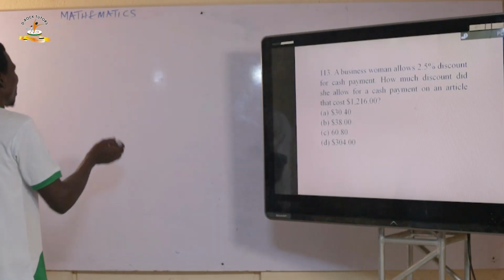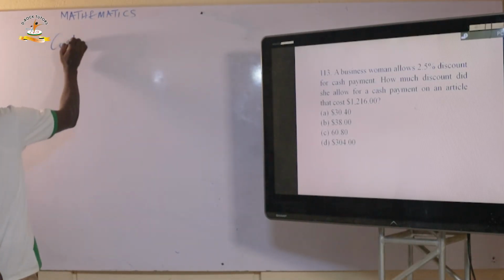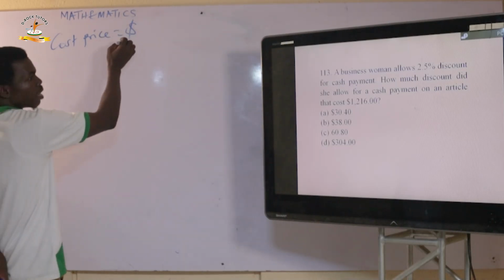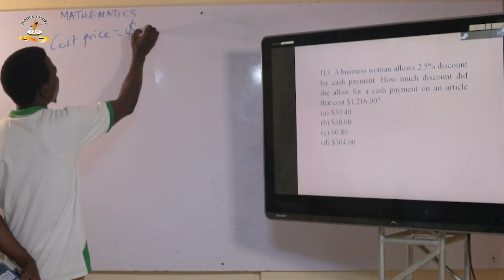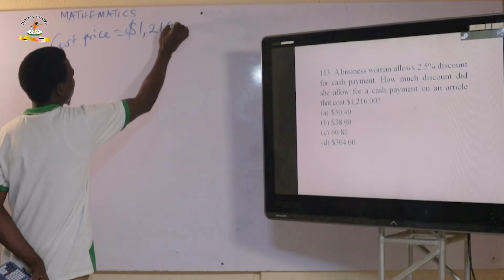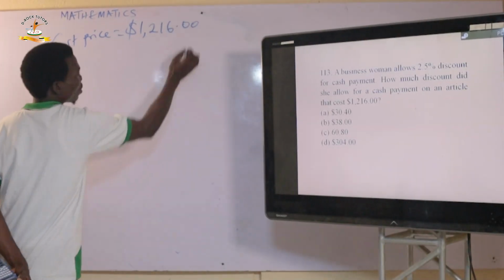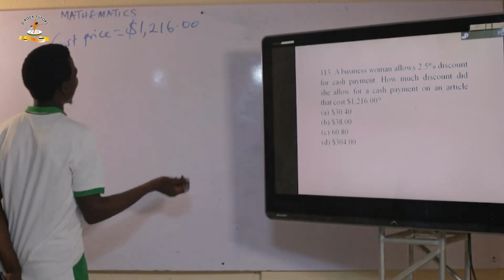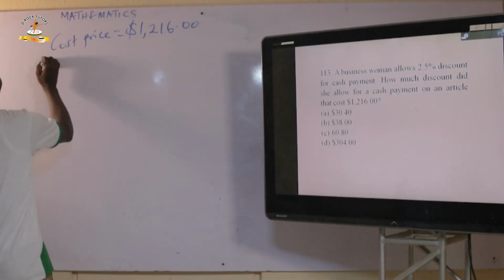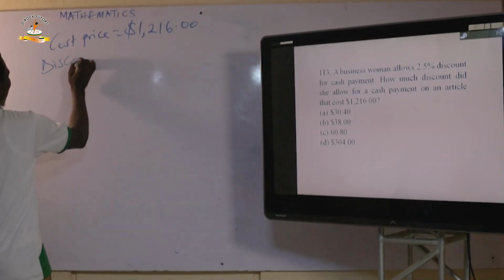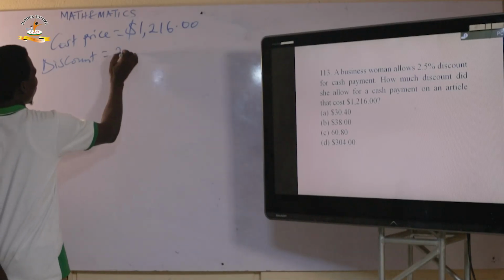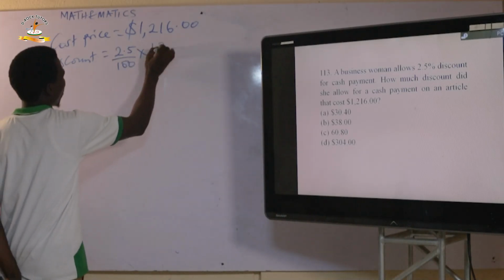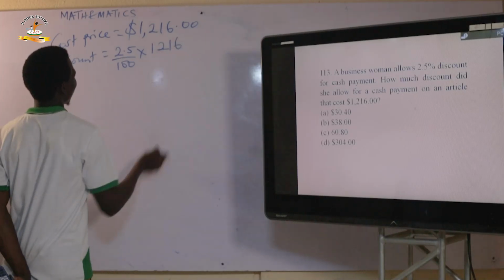So if an article's price is some dollars, and that is $1,216.00. And 2.5% of it is what we are just looking at. So the discount is equal to 2.5 over 100 multiplied by 1216.